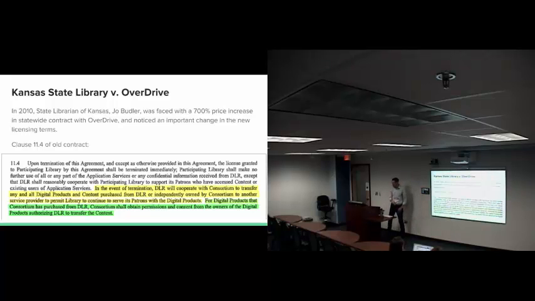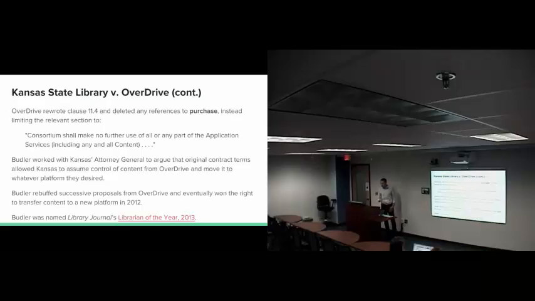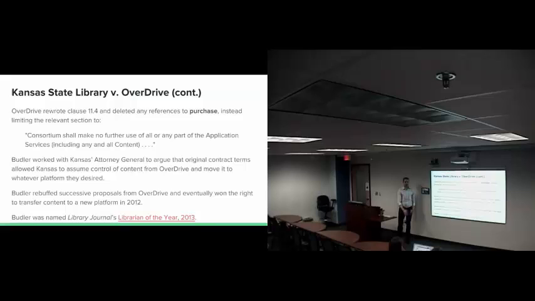So what Joe Butler did was get together with the Attorney General in Kansas to get a second opinion on the language here, and to look also at the new contract, which had totally removed any kind of language about purchasing the content. And so they managed to mount a really effective argument that the language in the old contract essentially meant that they had the right to transfer all of the content that they had purchased to a new platform, because they weren't going to stand for a 700% price increase.